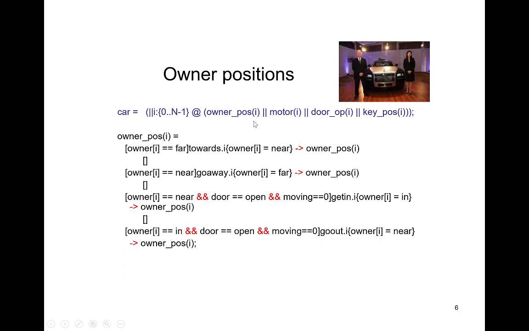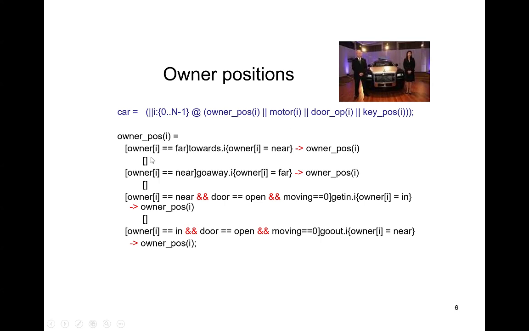The driver position is a process which models the driver's location relative to the car. The motor is another parallel process, which models the engine being on and off, filling up the petrol, and starting to move. The door is another parallel process, changing the state when the door is closed or open. You can open from inside or open from outside.